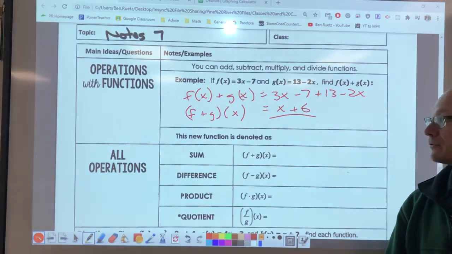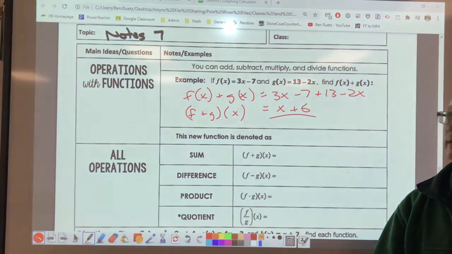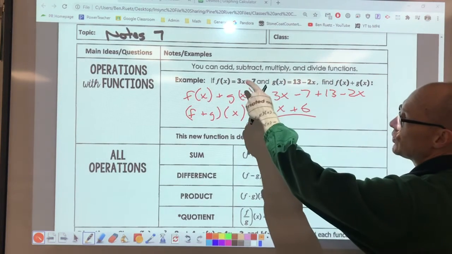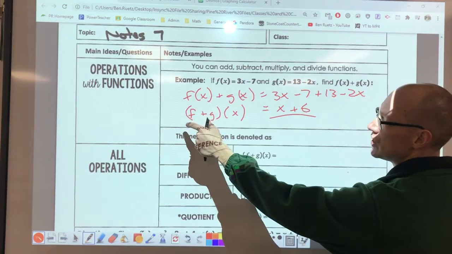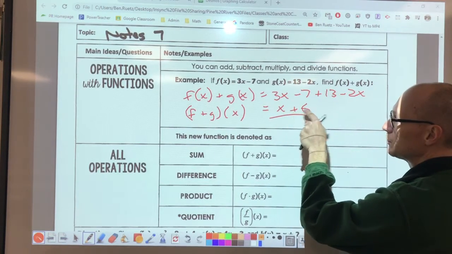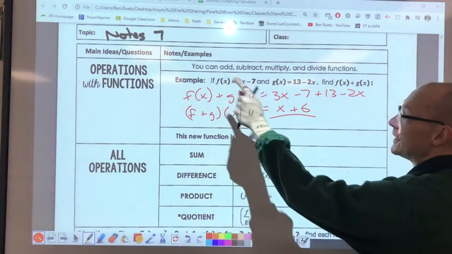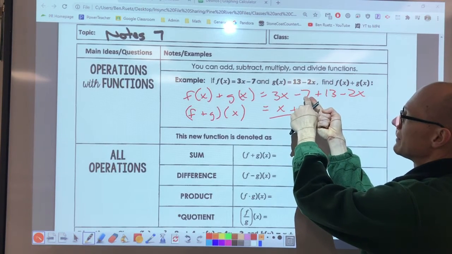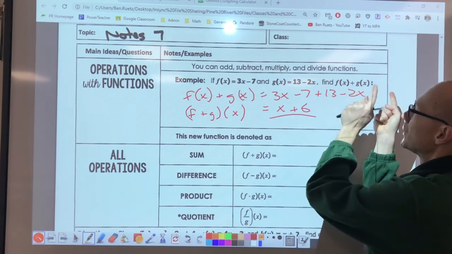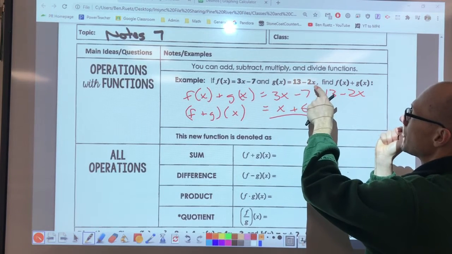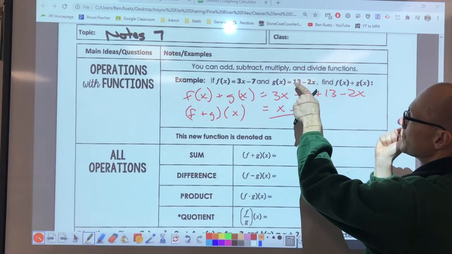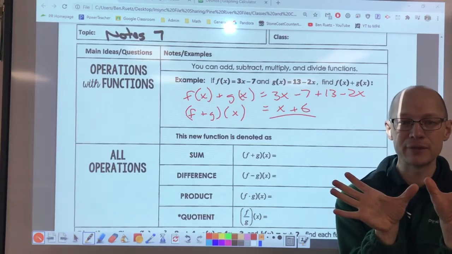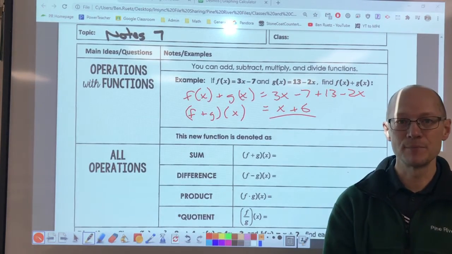Now, interestingly, if I want to find f plus g of 2, I could put 2 right here, 2 plus 6, and get 8. Or if I put 2 into this one, 3 times 2 is 6, minus 7 is negative 1. If I put 2 into this one, 2 times 2 is 4, 13 minus 4 is 9, negative 1 plus 9 is that same 8. So I can do the math early, or I can do the math at the end, and it's the exact same thing.